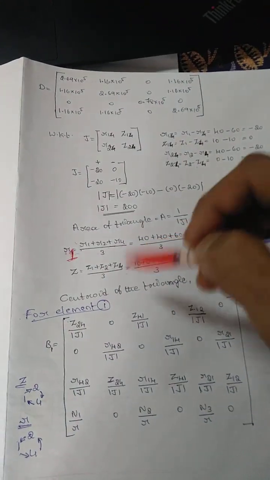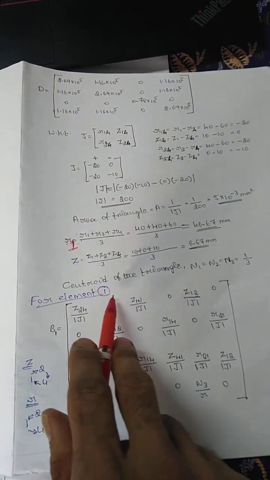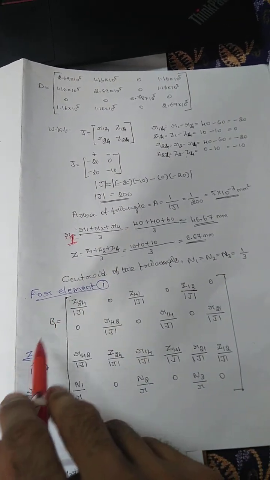Next, the B matrix for element 1. This is the B matrix for element 1.